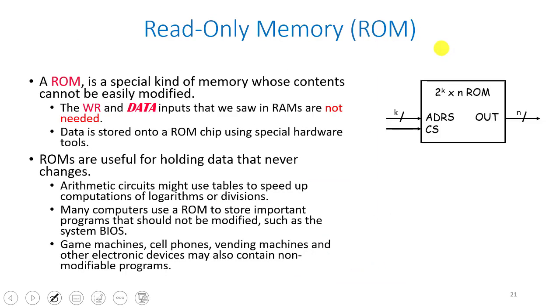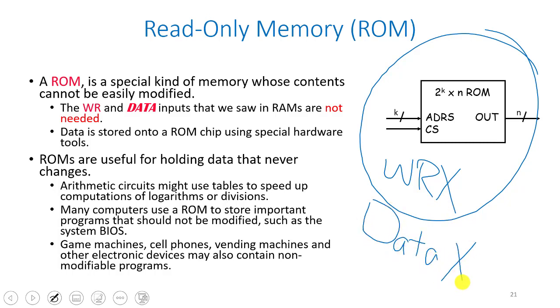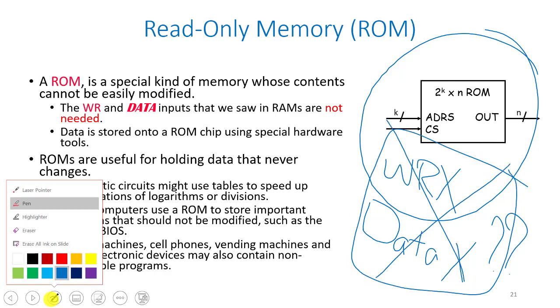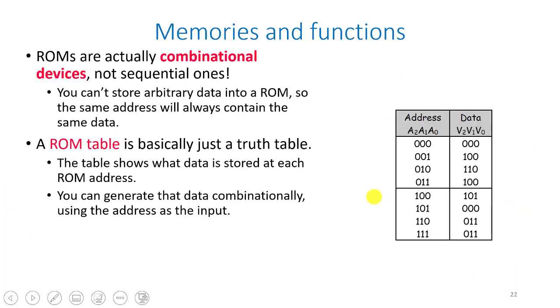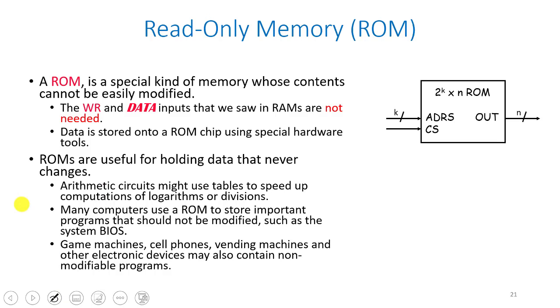Next up is our read-only memory, and the read-only memory, as you can see, is a little bit different. What's missing? You can see here is my read-only memory. I have the WR not available, data not available. But why? Because it's a ROM. It's read-only memory. We don't need these because we don't want to write anything on the ROM.